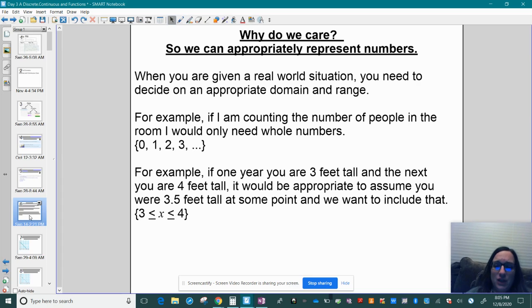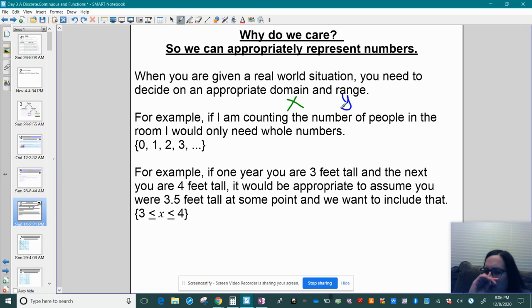So why do we care? That's a great question. So we can appropriately represent numbers. We've talked about here where sometimes we put the dots and we want to connect them, and sometimes we don't connect them, sometimes we do. We want to make sure it's appropriate. So when you're given a real world situation, you need to decide on an appropriate domain, which is our x values, and range, which is our y values.